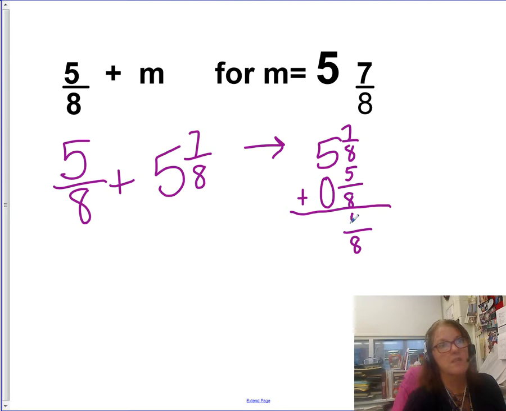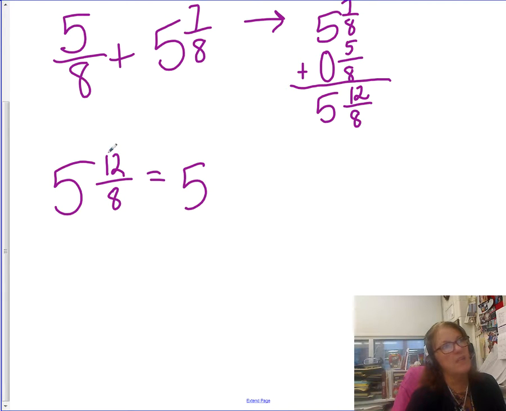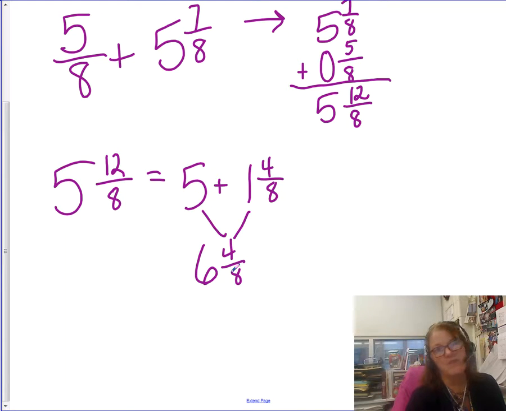8ths and 8ths give me 8ths. 7 and 5 are 12. 5 and 12/8. Psst, newsflash, don't leave your answer like this. First of all, 12/8 is an improper fraction, so don't do that, okay? I still have a 5, but the 12/8, 8 can fit into 12 once, and then I'd have 4 left over. So really, this is 6 and 4/8 instead of 5 and 12/8.